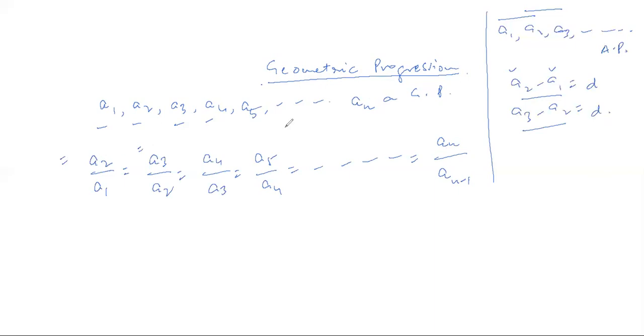And what do we call them? In AP we used to call this the common difference. Sorry, it was the common difference there, and here it will be called the common ratio. It will be represented by a small r, like in case of AP we were representing it by a small d. So in standard form, it will be represented by a small r. Okay, so this is the basic, this is the introduction actually of geometric progression.